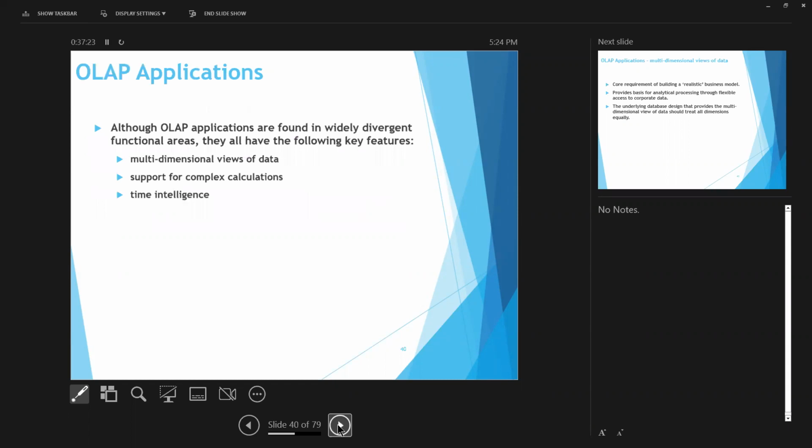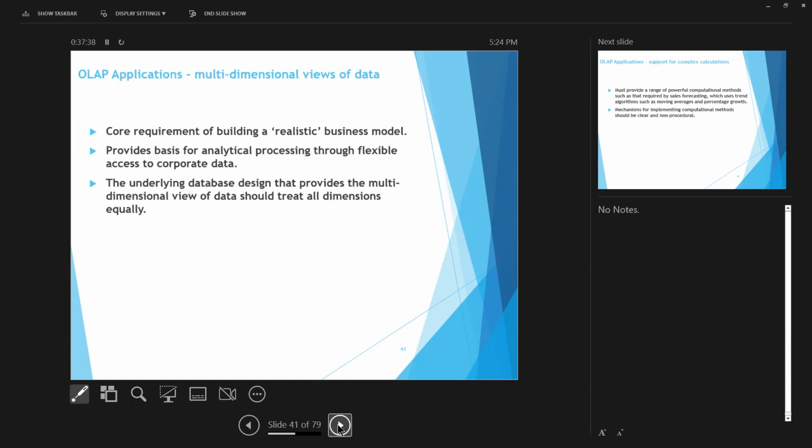Although these applications are found in widely divergent functional areas, they all have the following key features. One, they provide multidimensional views of your data. They support complex calculations, and they also provide time intelligence, a core requirement of building a realistic business model. It provides the basis for analytical processing through very flexible access to your corporate data, and the underlying database design that provides the multidimensional view of data should treat all the dimensions equally.